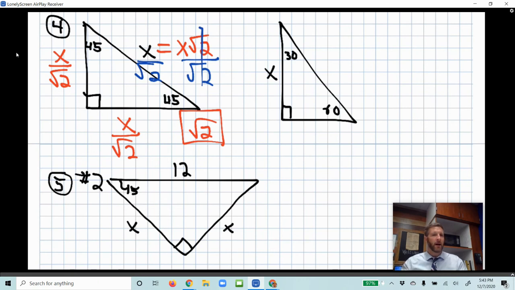Okay? And a similar question for the 30-60: what are you going to do if you already know the long leg and you don't know the short leg? Again, it's kind of going in reverse. You would not want to say x square root 3, because that's not correct.